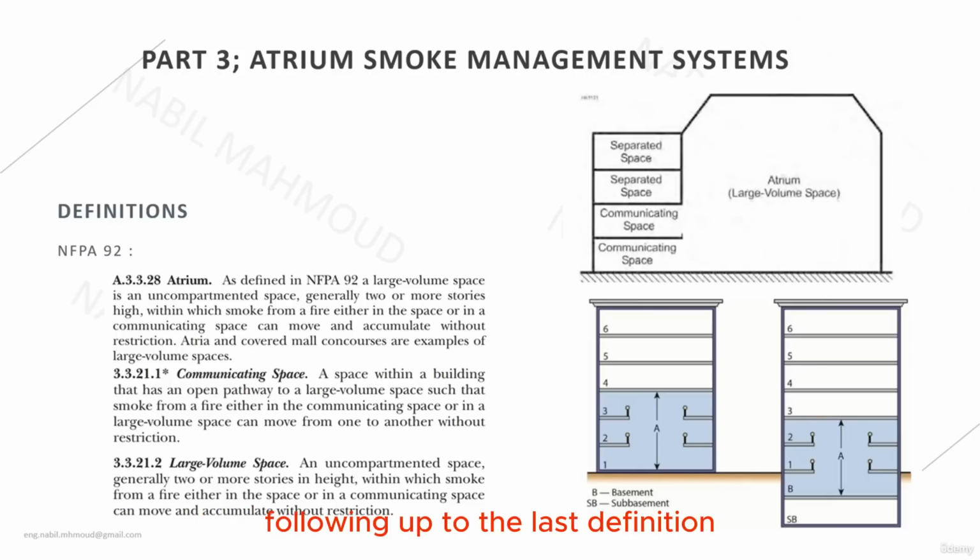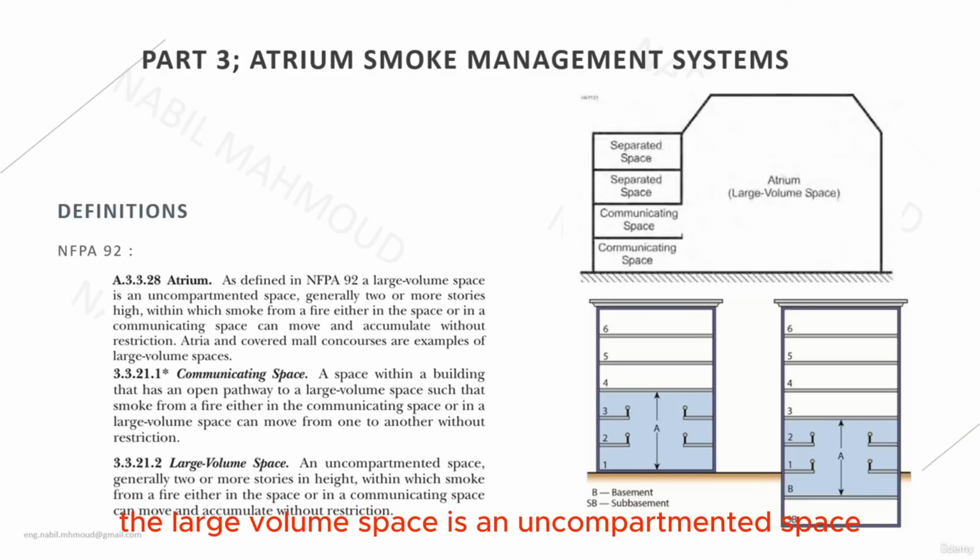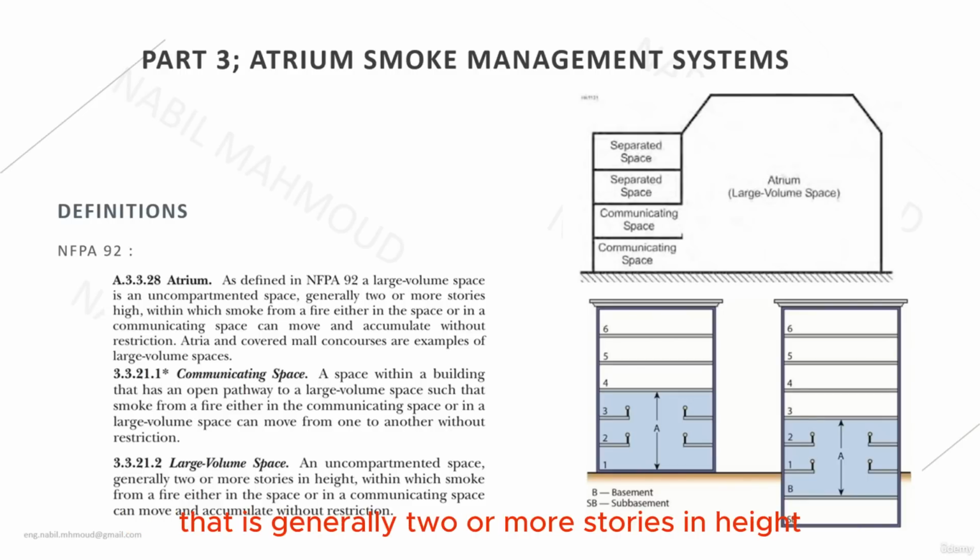Following up to the last definition, which is the definition of the large volume space. The definition of the large volume space can be found in paragraph 3.3.21.2, which states that the large volume space is an uncompartmented space that is generally 2 or more stories in height, within which the smoke from a fire, either in the space or in a communicating space, can move and accumulate without restriction. So what does this mean?